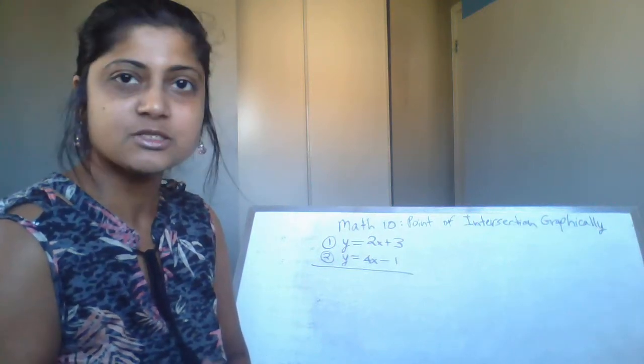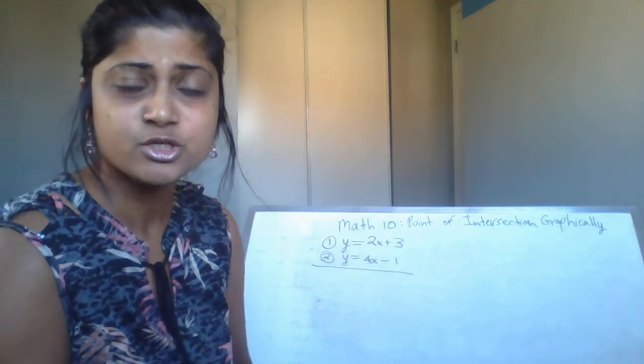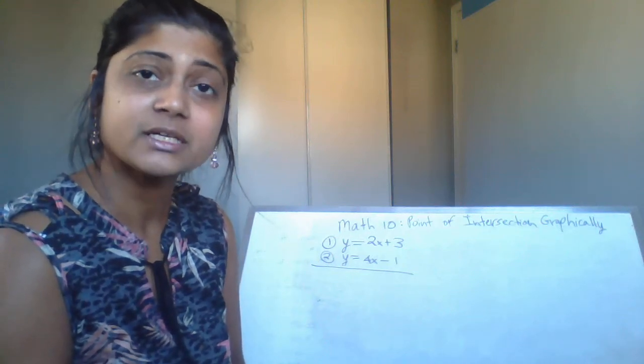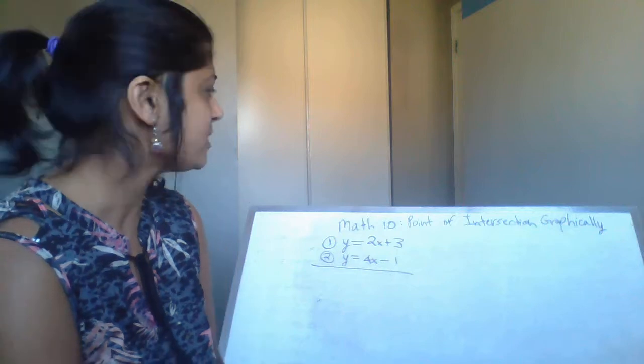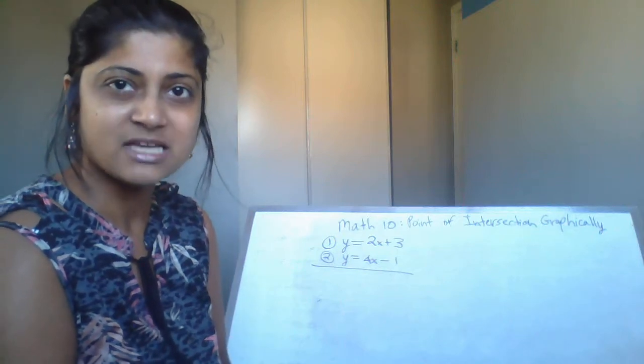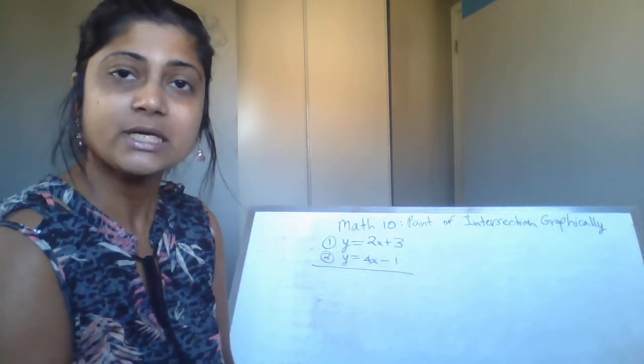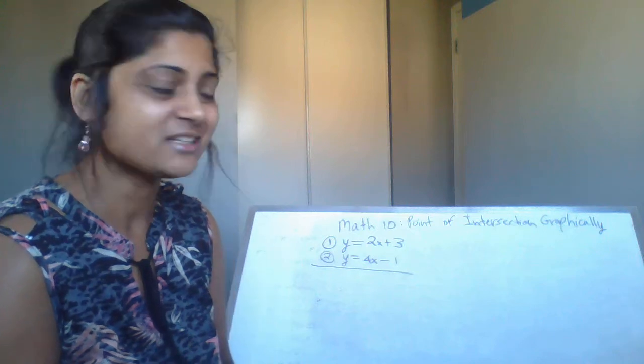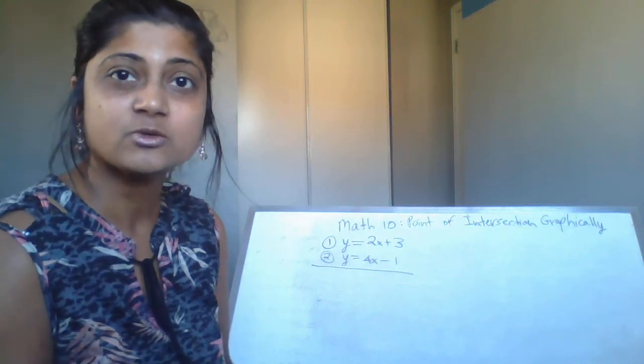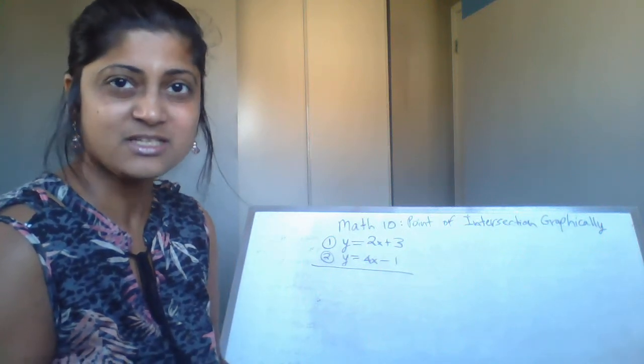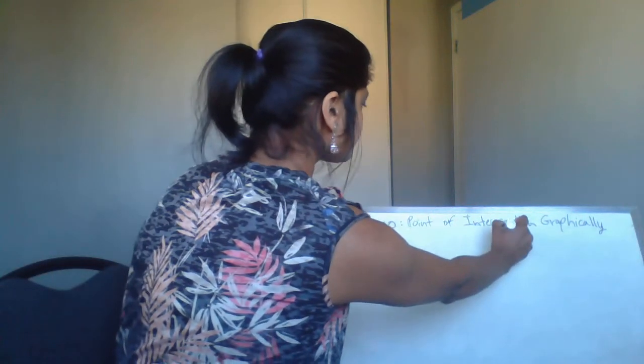The first thing I do before I even start is to make sure both of my equations are in the slope-intercept form, which they are here. This is the y equals mx plus b form. The reason we're making sure that it is in this form is so I can easily graph both of the lines. Okay, so let's try it for this one.